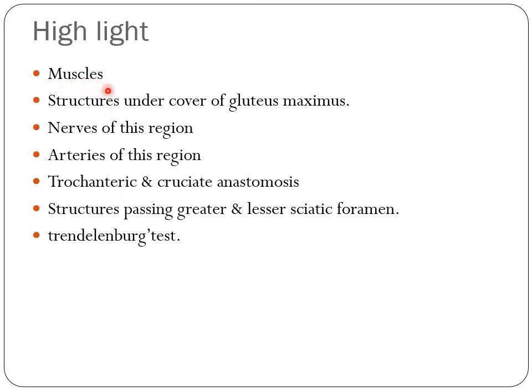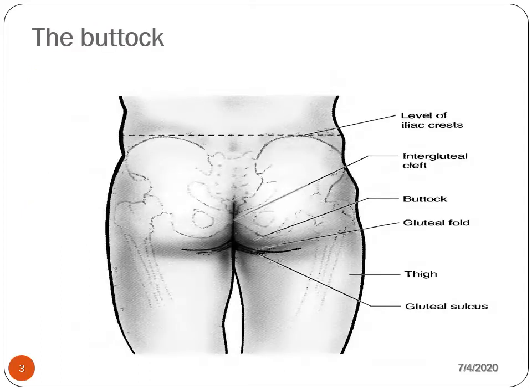First, the muscles of this region, structures under cover of the gluteus maximus, nerves of this region, arteries of this region, trochanteric and cruciate anastomosis, structures passing through the greater and lesser sciatic foramen, and the Trendelenburg test. So these are the highlights of the gluteal region.